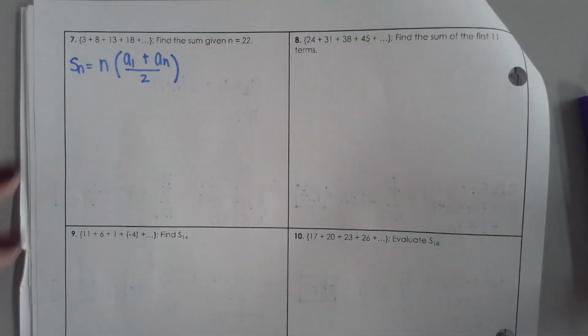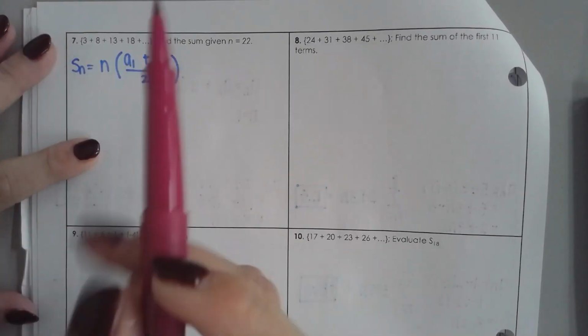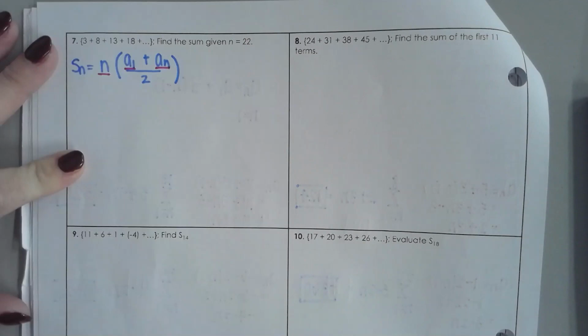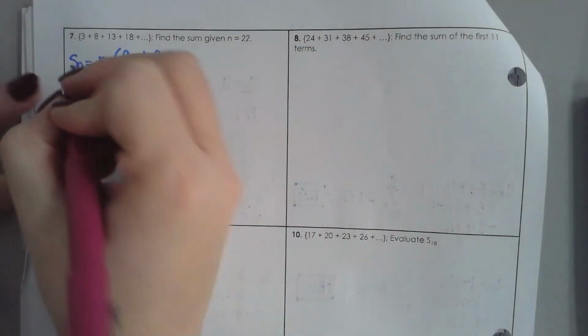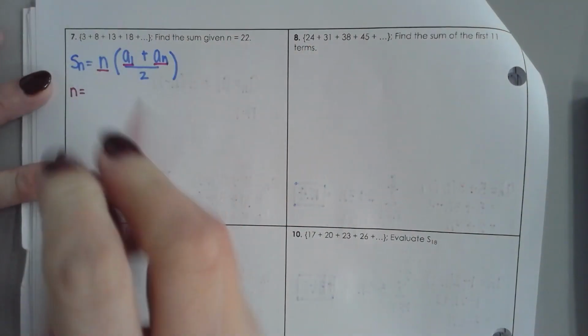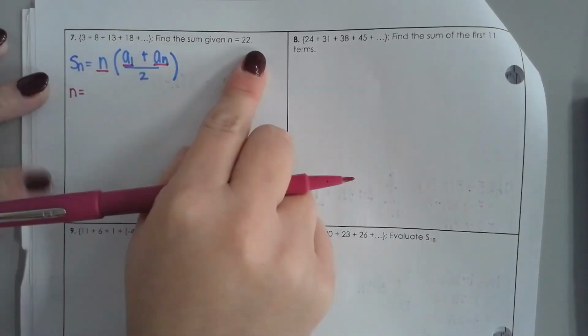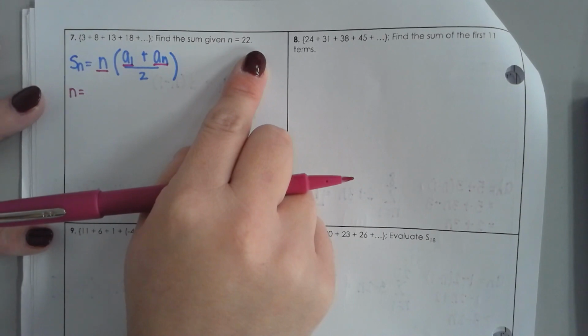I need N, I need A1, and I need AN. I need those three things. N is 22. It's find the sum given that N is 22. We're finding the sum of the first 22 terms.